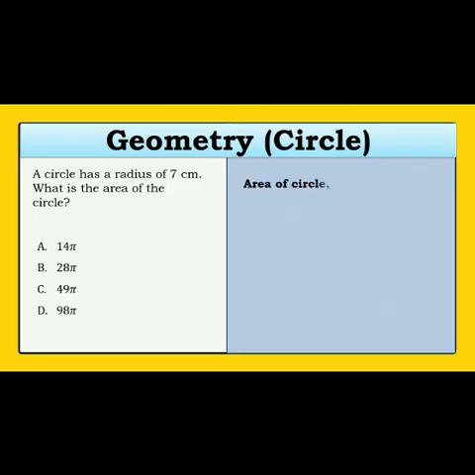Alright, let's find out. So, we're going to find the area of the circle given the radius, which is equal to 7 centimeters. So, this is our formula. Area is equal to pi radius squared. So, pi times 7 raised to the exponent of 2. And our area is equal to 49 pi. And that is letter C.